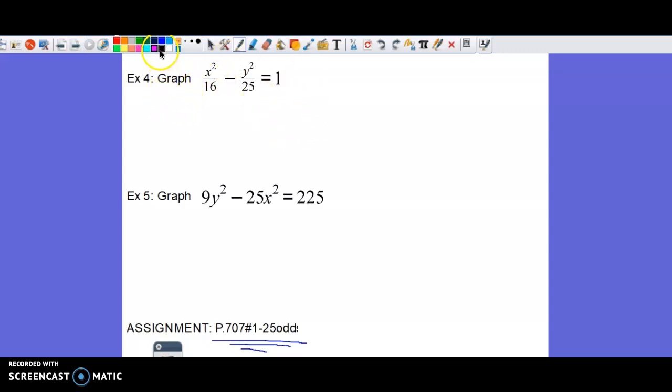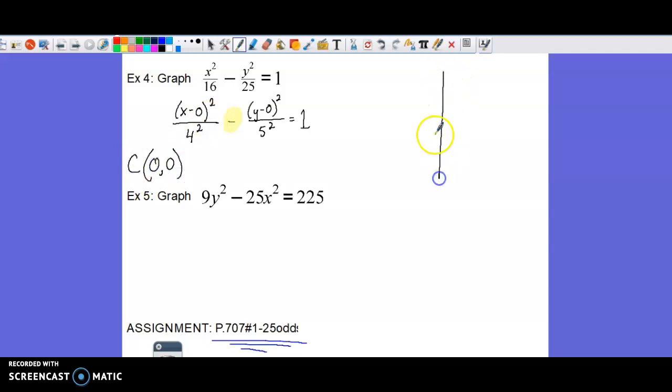For instance, you could rewrite this problem as x minus 0 squared over 4 squared minus y minus 0 squared over 5 squared is equal to 1. And just to emphasize, what makes it a hyperbola instead of an ellipse is that minus sign in the middle. It still equals 1, but now we're looking at that. So the center is located at 0, 0. So if I were to look at my graph, 0, 0.